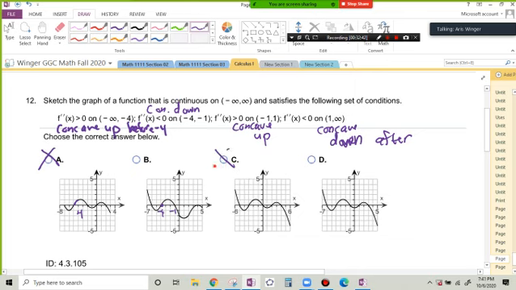I don't think this one's working because this one's supposed to be concave up from -1 to 1, and this doesn't look like it's concave up. Right, so I don't think it's this one either.